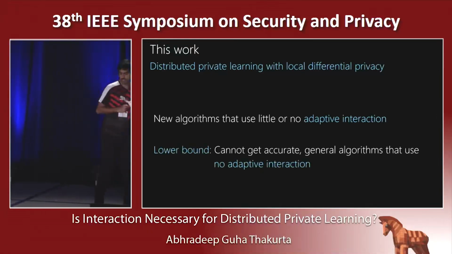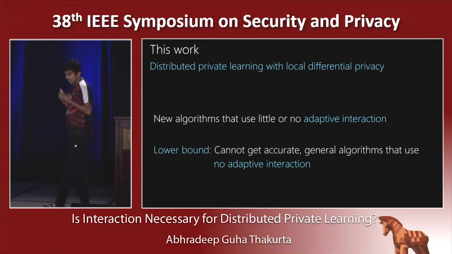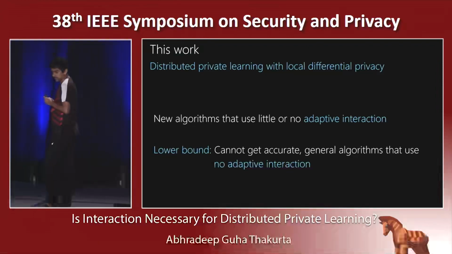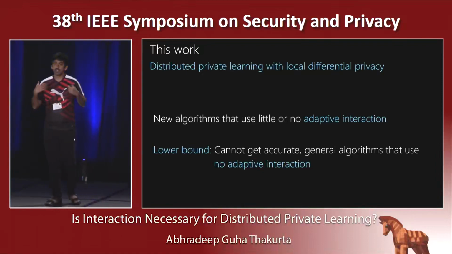We have some bad news, where we show that we cannot get accurate general algorithms for reasonably high dimensional problems with no adaptivity. So adaptivity is somehow ingrained into the problem itself.